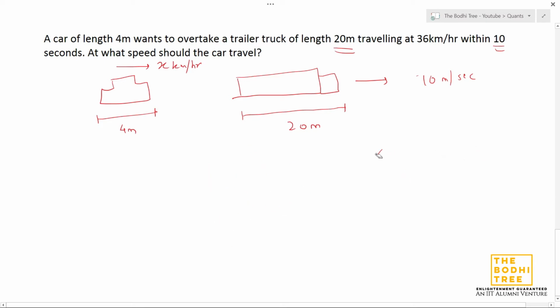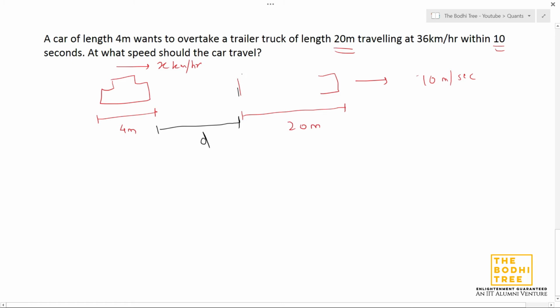Now we have to find at what speed the car should travel in order to overtake the truck. Remember one thing: if we have such a question, don't assume that the distance between the two is d. We'll assume that the distance between the two is 0, so the front end of the car is just near the back end of the truck.